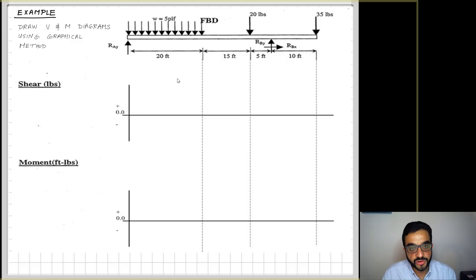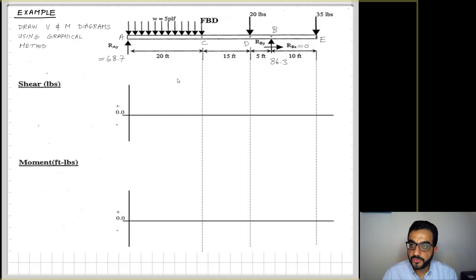The goal is to draw the shear and moment diagrams, and of course in such a complicated beam we would prefer to use the graphical method compared to the equations method. The graphical method is really quick for drawing the diagrams of shear and moment. Before you do that, you have to figure out all the forces applied on the beam. We're given the loads, but we're missing the reactions, so you have to find the reactions from equilibrium. I highly recommend that you do this on your own, figure out the reactions at A and B.